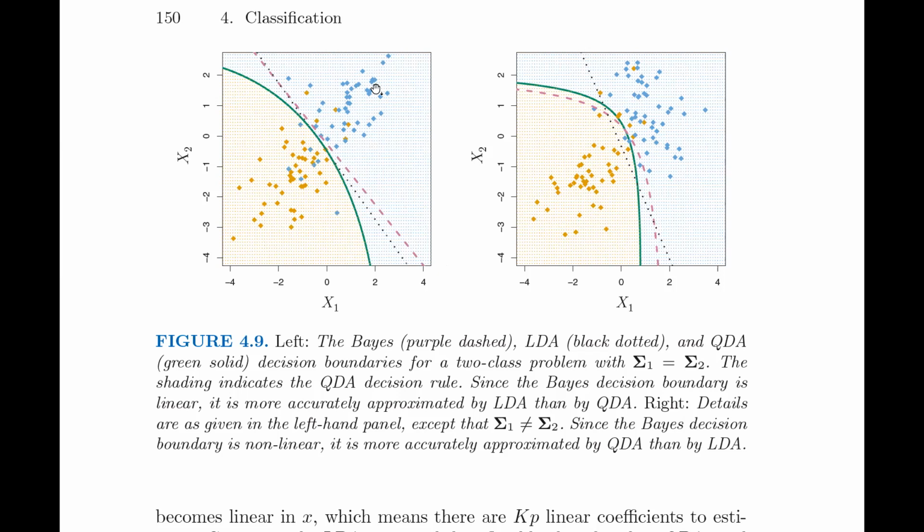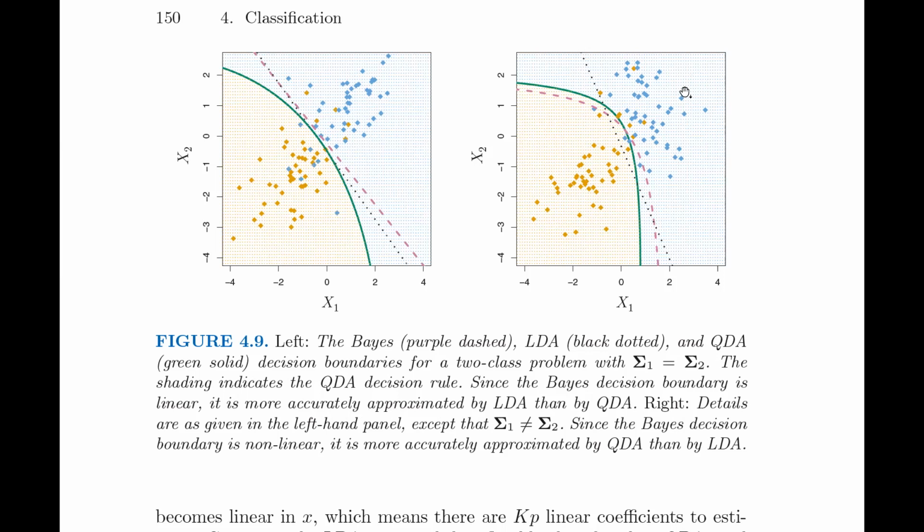They already had the true distributions, which is a common theme so far in this book, and which we described at the beginning of this course as playing God. So you already know the true distributions, and you can actually calculate the true Bayes decision line. Then there's the LDA, the black dotted line, and the QDA, the green boundary. So that's on the left. Since the Bayes decision boundary is linear, it is more accurately approximated by LDA.